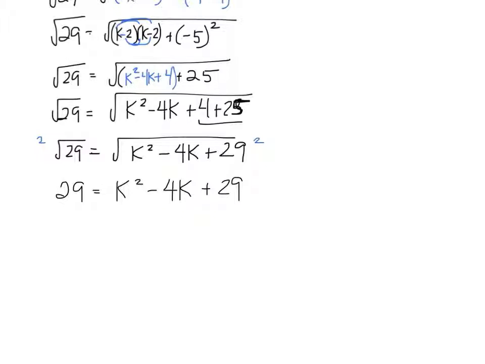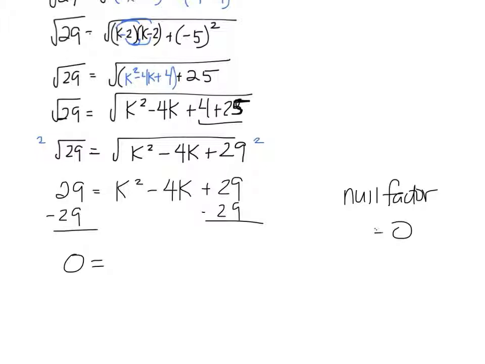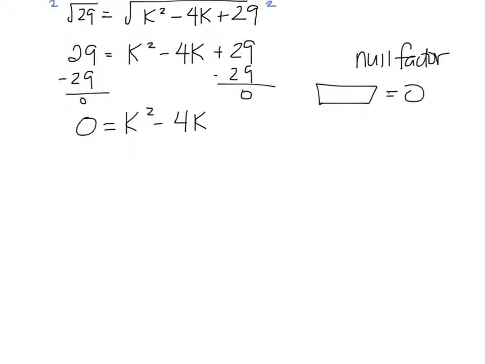What I'm going to do is bring all the numbers to one side. I'm going to take 29 from both sides because I need to have one side of my equation equal to 0. This is important, right? Ultimately, what we're going to do is use the null factor law, which means I need everything equal to 0. So k squared minus 4k, and that cancels too. How convenient. So what that means is I'm now looking at this. I need to solve for k.